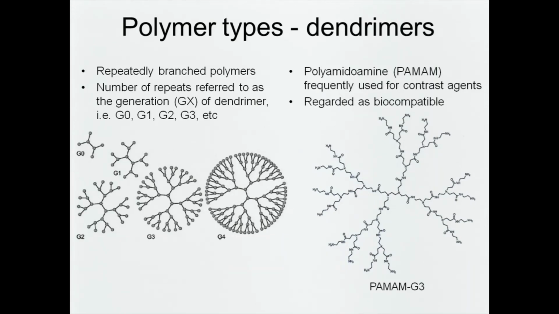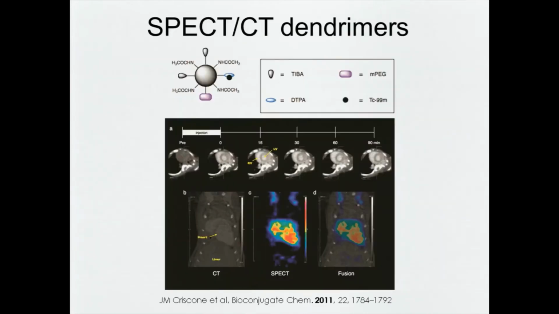The most frequently used dendrimer is PAMAM. It's regarded as being fairly biocompatible and also expresses amine groups on the surface, which can then be used to react to attach other substances. So this is an example from Tarek Fahmi's lab at Yale, where I think this is a G4 PAMAM dendrimer, and they attached polyethylene glycol to try to extend the circulation half-life.